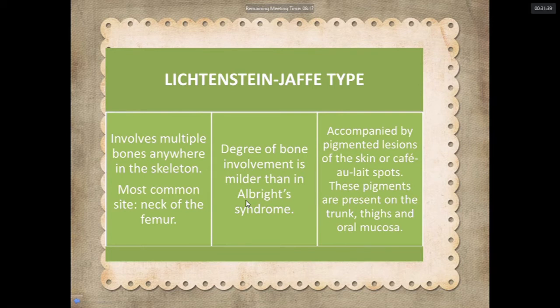And this type of polystotic fibrous dysplasia is accompanied by the pigmented lesions of the skin or the cafe au lait spots. And these pigments are present on the trunk, thighs, and oral mucosa. Okay, so this is the Lichtenstein-Jaffe type.